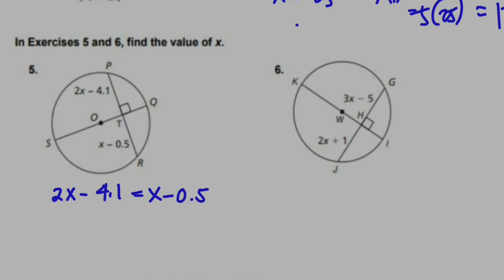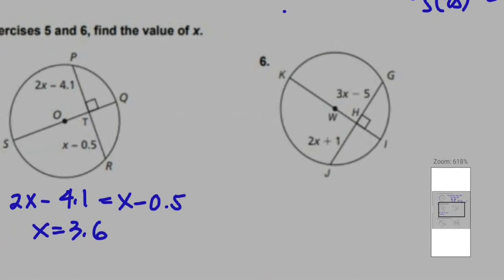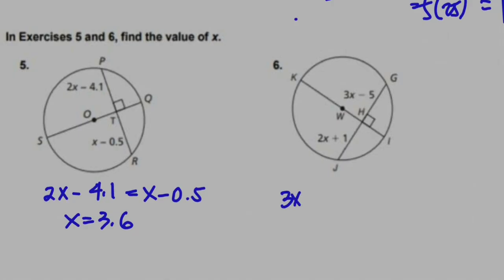Equal distance from the center, so that is x equals negative 4.1 minus 0.5. I got 3.6. Then the next one, number 6, that is 3x minus 5 equals 2x plus 1. So x is equal to 6.